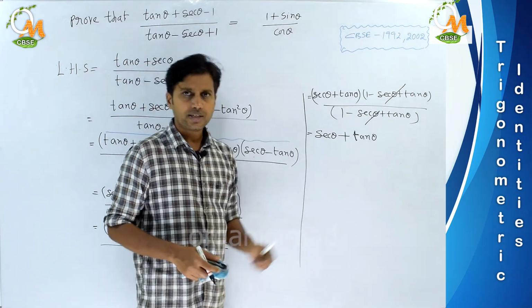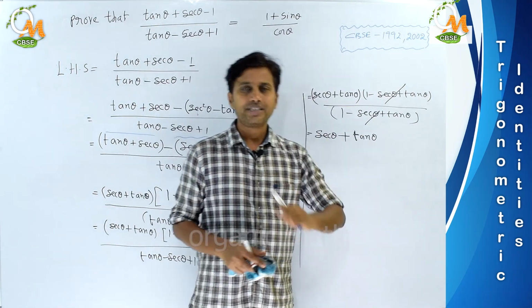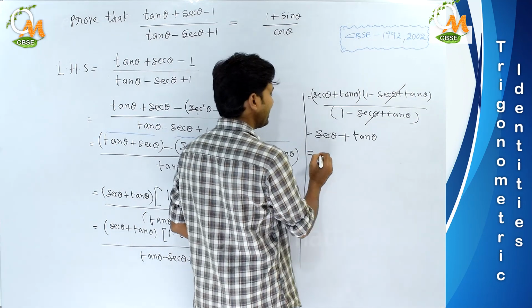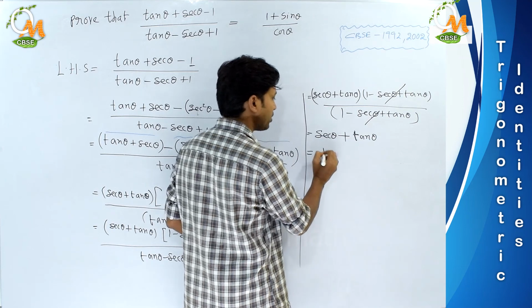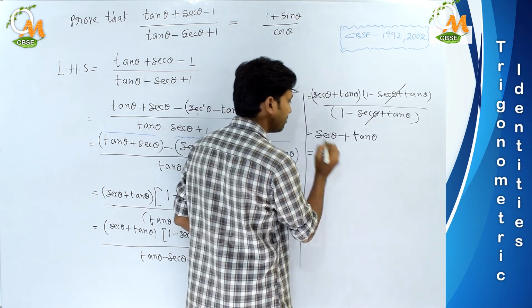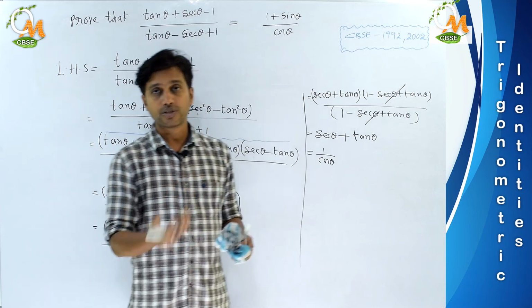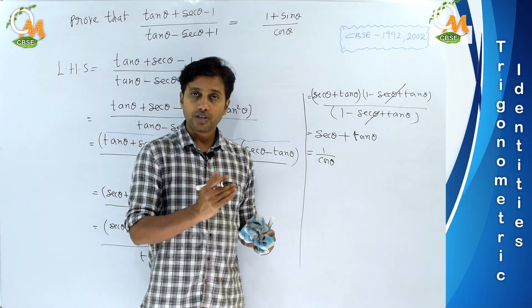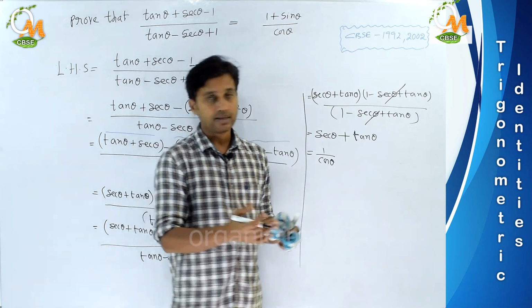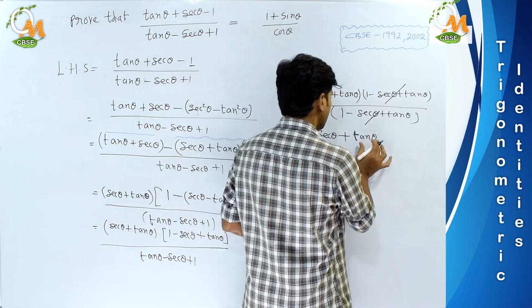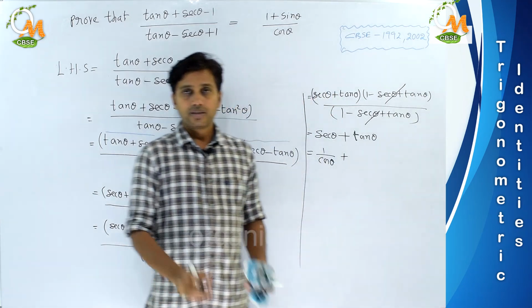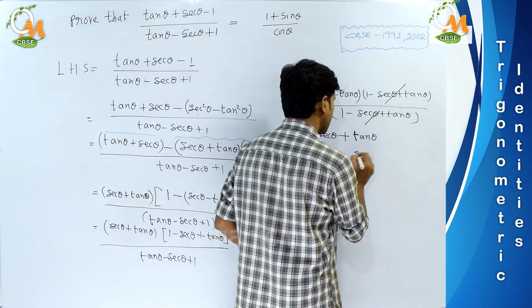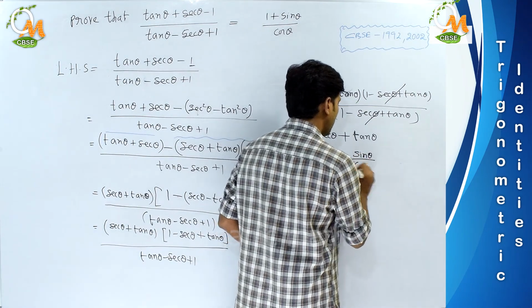So better you convert this secant theta and tan theta also in terms of sin and cos. So let us write it down. Secant theta can be further expressed as what? 1 by cos theta, or not? Yes, exactly, because secant theta is the reciprocal of cos theta. Now tan theta is a ratio of sin theta to cos theta. So therefore we can write this as sin theta by cos theta.